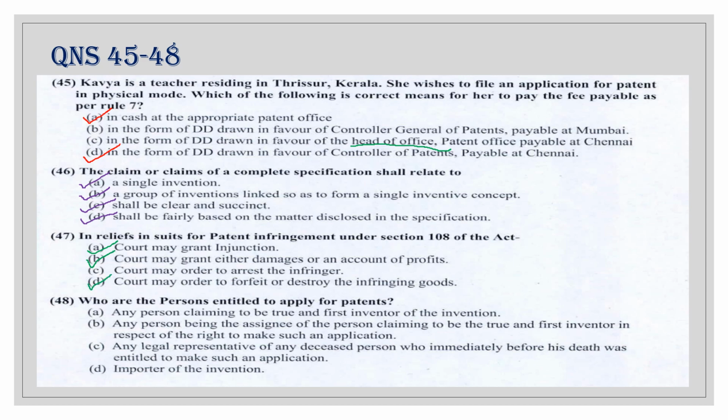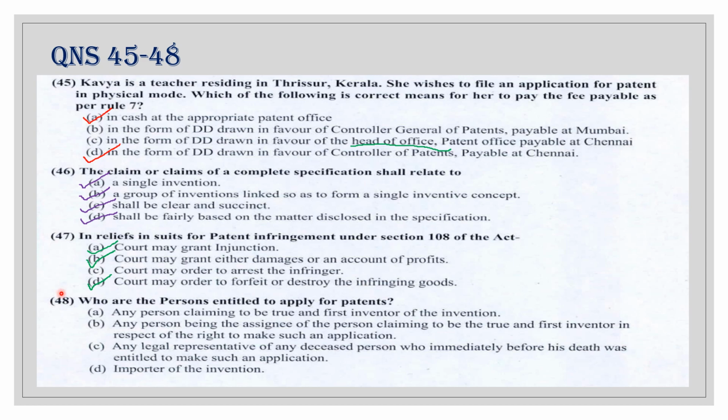So why? We will analyze. Option A is court may grant injunction. Correct. This is correct. Option B is court may grant either damages or an account of profits. This is also correct. Option D is court may order to forfeit or destroy the infringing goods. This is also correct. But option C, that is court may order to arrest the infringer, this is not correct.